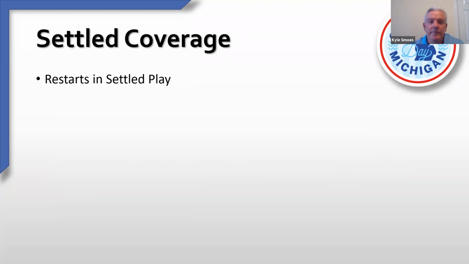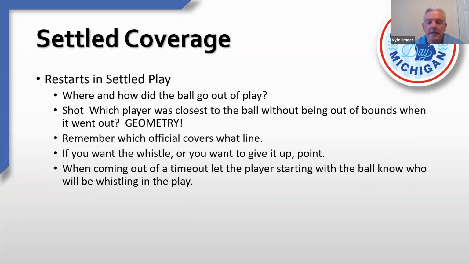So we've got a little bit here on restarts in settled play. If we have a ball that goes out of bounds during settled play, the first thing we have to know is where did it go out, so we know where we're going to restart, and then two, how did it go out? By that, was it a shot? So are we watching who was closest to when and where it went out of bounds to determine that, or was it just an errant pass?